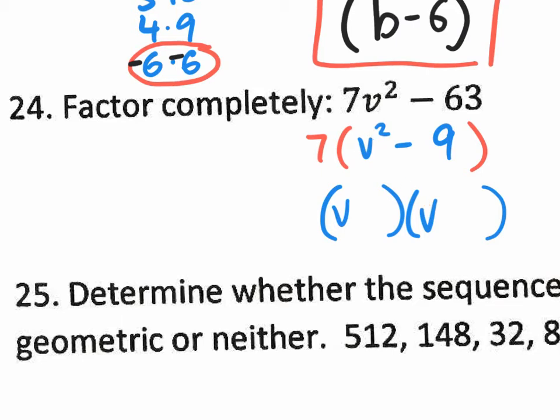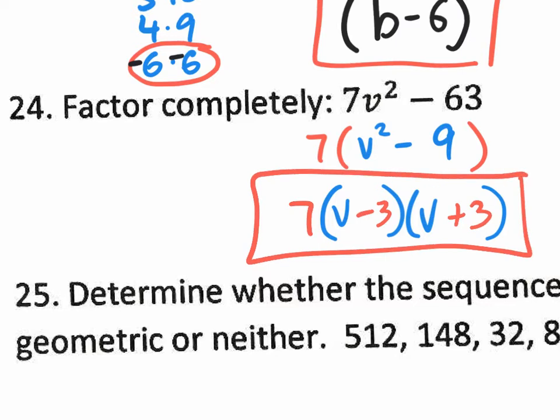Now we want to think what times what is the last number that if we combine together is the middle number. And notice there is no middle number, right? There is no middle number. So what times what is negative 9 that if you combine together eliminates? A negative 3 and a positive 3. So your final answer is 7 times v minus 3, v plus 3. Of course, it could be plus 3, minus 3. It could be switched. That's fine. But that is your answer completely factored right there. Number 25.